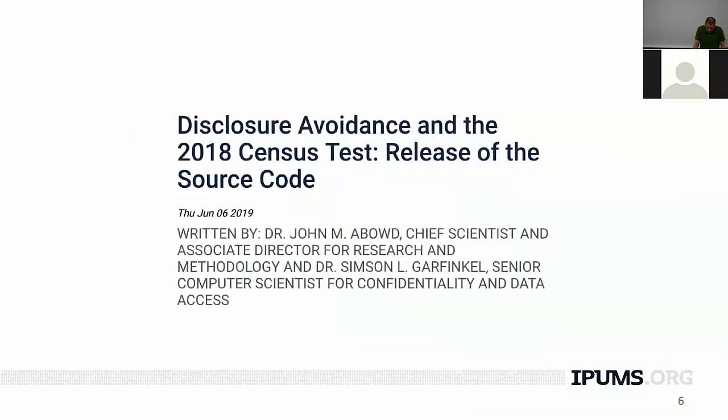On June 6th, the Census Bureau released the source code that they wrote and that they used for the 2018 census test. This is the source code that they used for the results of the 2018 Rhode Island test, and the source code that they ran over the 1940 individual-level census data. So they created differentially private 1940 census data. They released that data on June 6th, along with the tens of thousands of lines of Python code that they used to implement differential privacy.